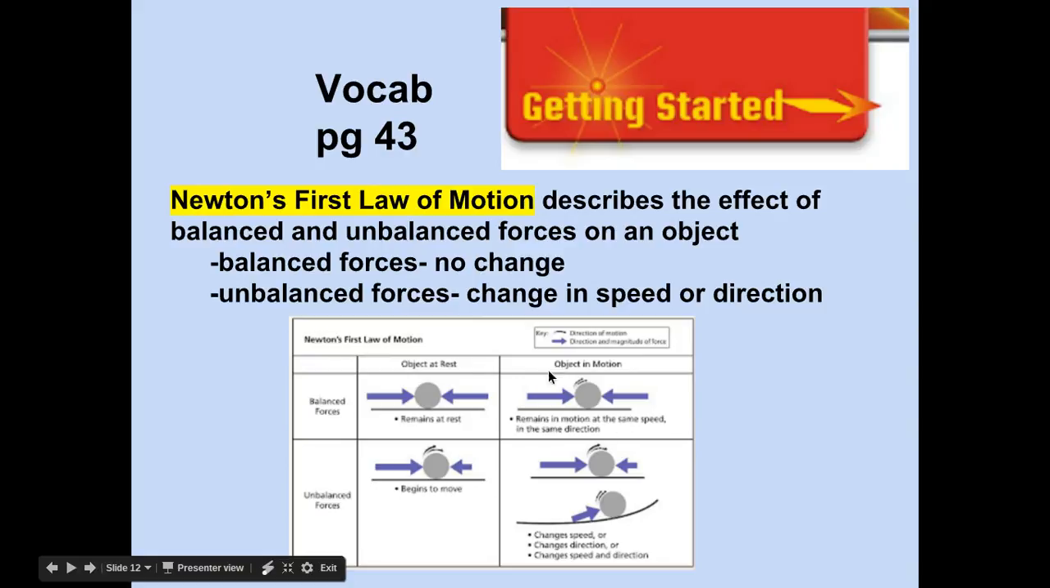Same thing, object in motion, all right? An object in motion will stay in motion. Once it's rolling, you can see by those arrows right there, as long as the forces are equal, it will continue to roll. Here, once it's rolling, it may increase speed if the arrow is bigger. It may go up a hill, and that causes the direction to change. Those are unbalanced forces. It's causing acceleration, either slowing down or speeding up.